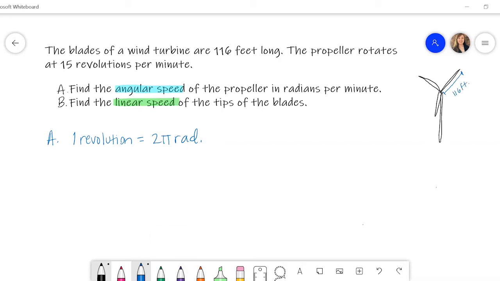And one full rotation of a blade, so say starting here, going all the way around, would be a circular motion, right? One full revolution is 2 pi radians. So what we're seeing is because there are 15 revolutions per minute, that leads us to 15 times 2 pi. You could say radians per minute. This is essentially what we're using to understand our angular speed.